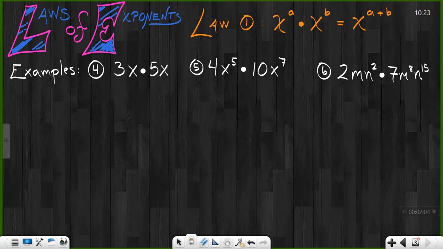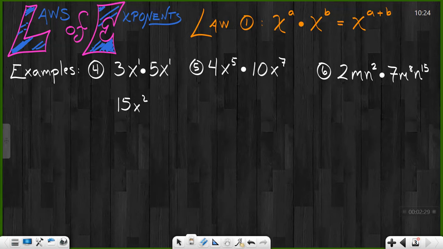All right, now I've added in some coefficients here. The coefficients are not exponents, and therefore you do not apply the laws of exponents to them. Do what the operation is telling you to do. In this case, example 4, 3x times 5x. You've done that a lot. 3 times 5 is 15. And x times x, we're going to keep the base and add the exponents. This is really a 1 and a 1, giving me x squared.